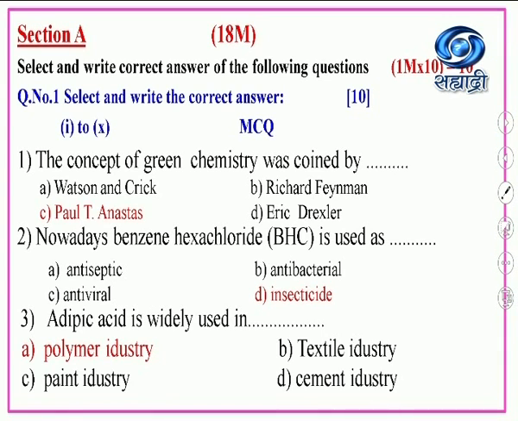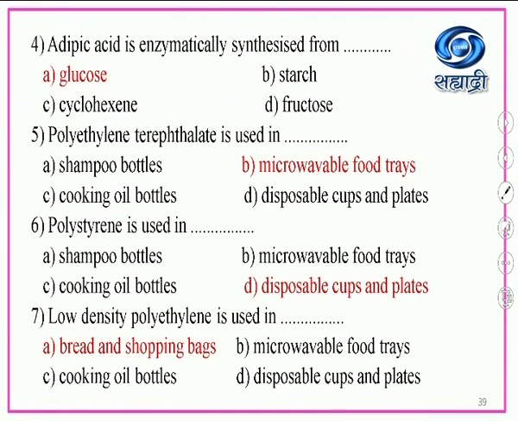Number 3, adipic acid is widely used in, correct answer is polymer industry. Fourth question, adipic acid is enzymatically synthesized from glucose. Polyethylene terephthalate is used in microwavable food trays. Okay. Polystyrene is used in.